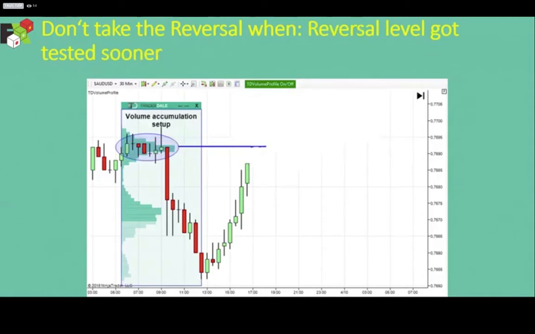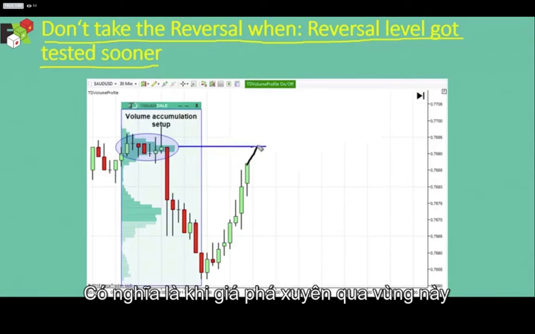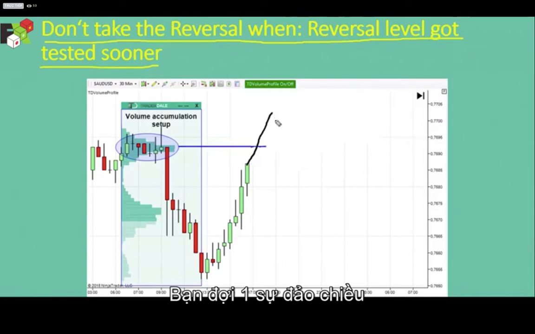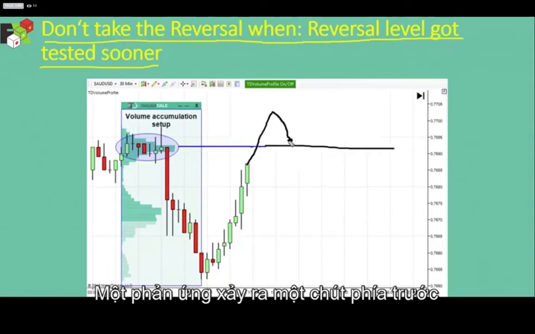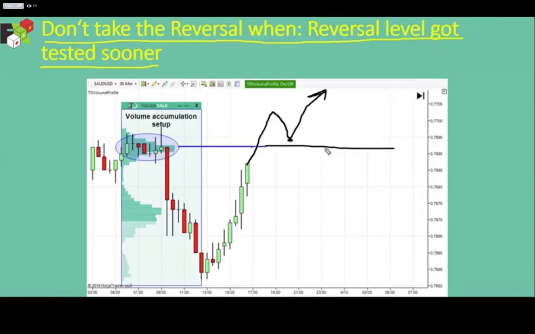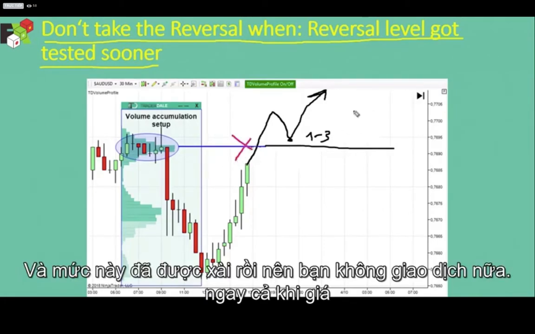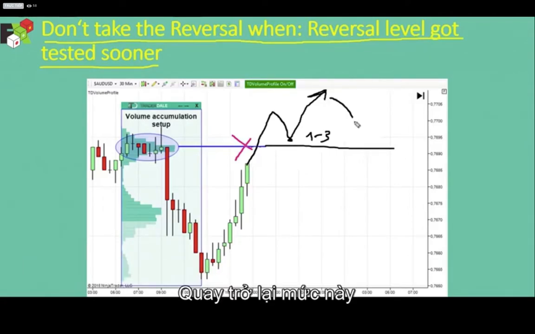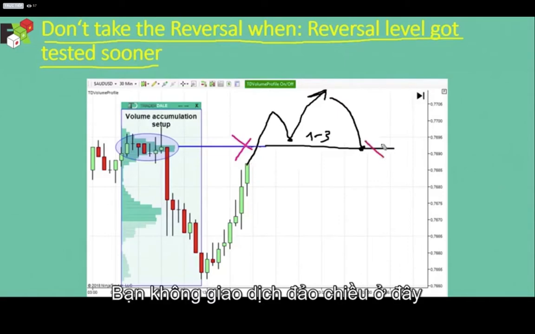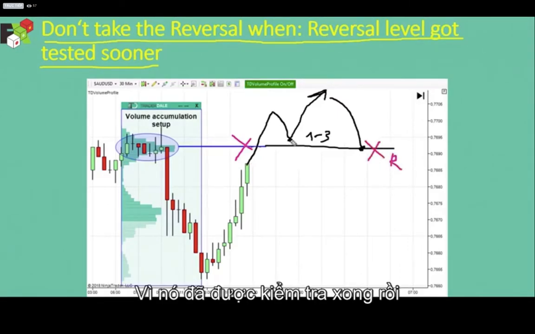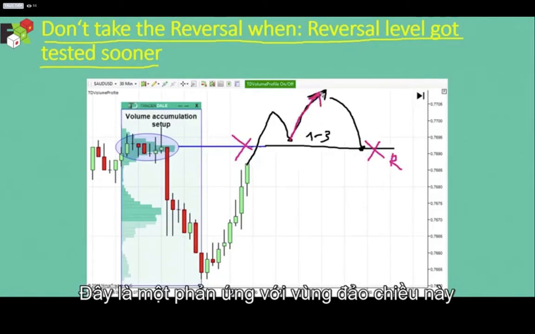The last rule is don't take the reversal when the reversal level got tested sooner. What this means is when the price doesn't respect the level, it goes past it, and then you wait for a reversal. This is the level. You wait for a reversal, but a reaction occurs a little bit before the actual level. Let's say 1, 2, 3 pips sooner. Then it's already tested and the level is already spent, so you don't trade it anymore. So even if the price returns back to the level and actually touches it, you don't take a reversal, because the reversal got already tested right there. This is the reaction to the reversal.